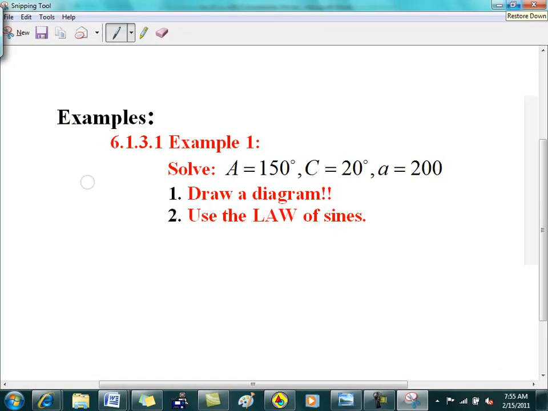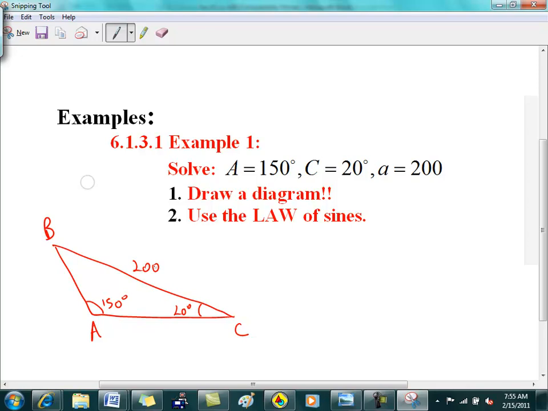So you're given that stuff. What's number one tell you to do? Draw the diagram. Do it. Draw the diagram, because there will be a point allocated for a diagram. You know how I love diagrams. Okay, so I have angle A is 150 degrees, so your triangle is going to look something like this. This is A. Let's say this is C and this is B. So this is 150 degrees. Angle C is 20 degrees. And side A is 200.